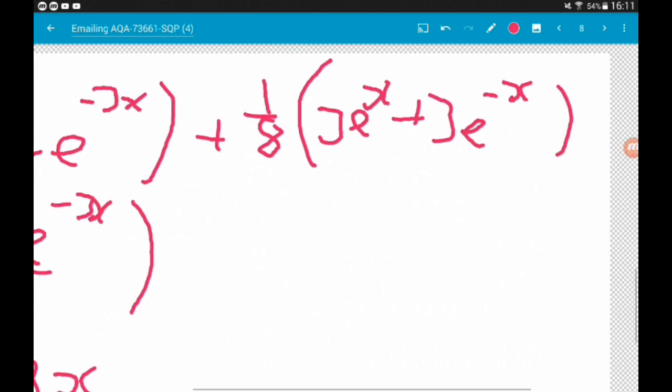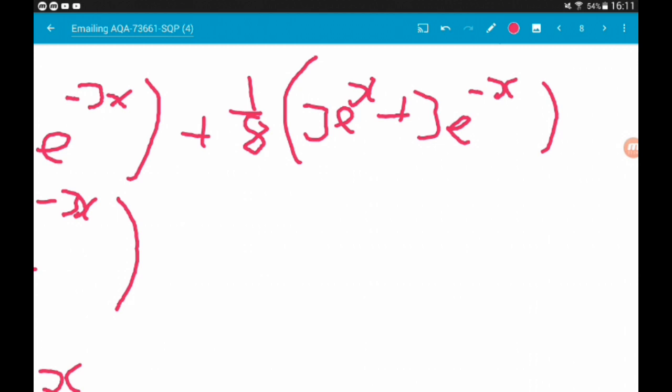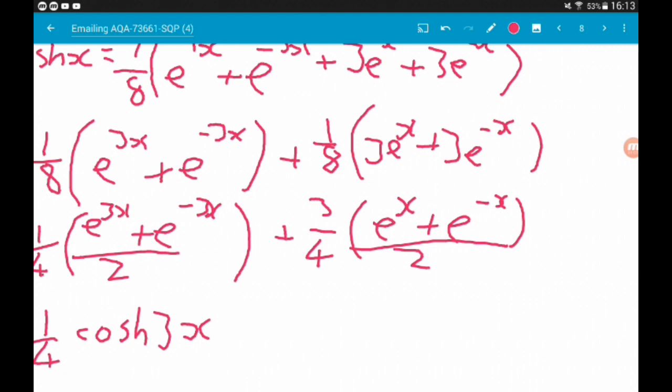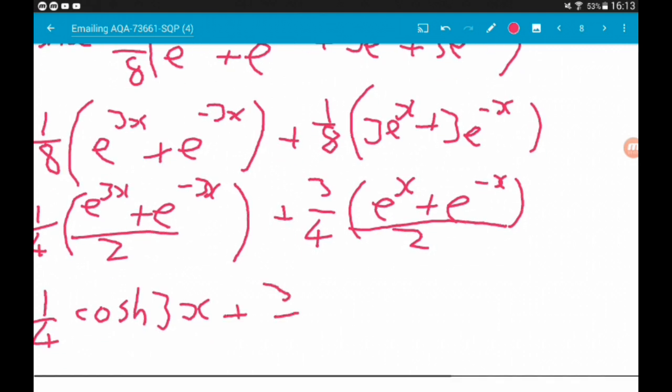And then this second guy, first of all, both terms inside the brackets have a factor of 3. So we're going to bring that 3 out. And just like we did with our last bracket, we're going to take a factor of a half inside the brackets. So we're going to say this is 3/4 of e to the x add e to the minus x, all over 2, which is the same as 3/4 cosh of x. So we've proven what we wanted to prove. We can put a cheeky little QED because we definitely feel clever. Good times.